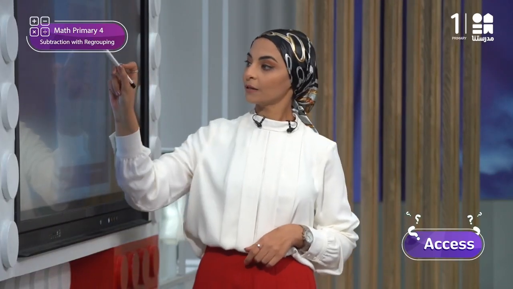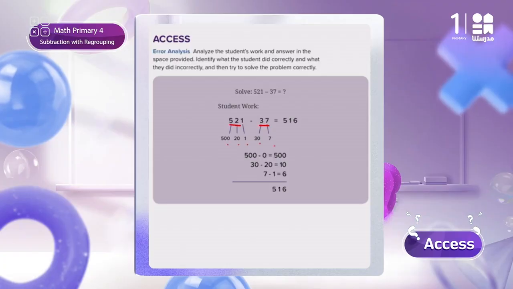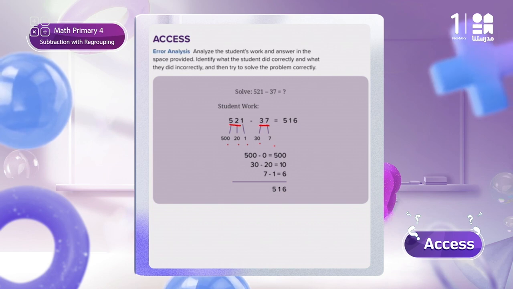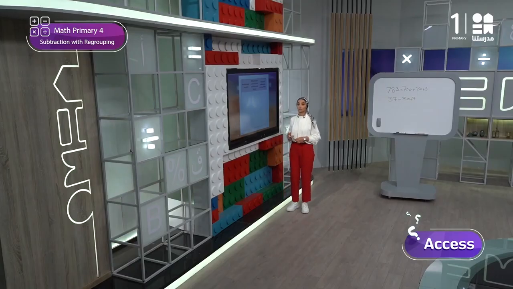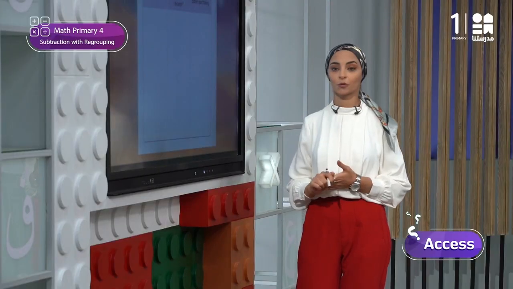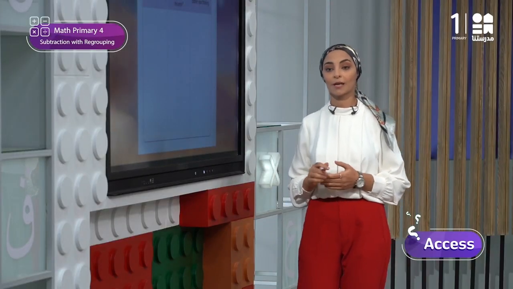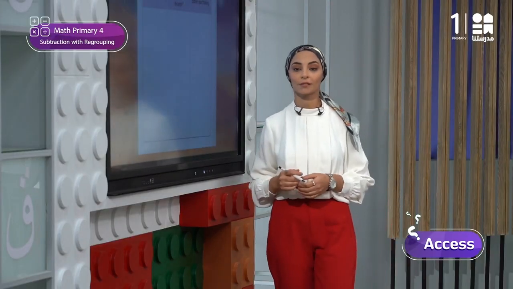This is the first thing he did. Okay? And now, what did he do? Let's go and analyze what he did. First he did 500 minus 0 equals 500, 30 minus 20 equals 10, 7 minus 1 equals 6, and the answer 516. Now you will write your analysis in the table in your school book. I'll give you time to analyze the answer and then we will go through it together.